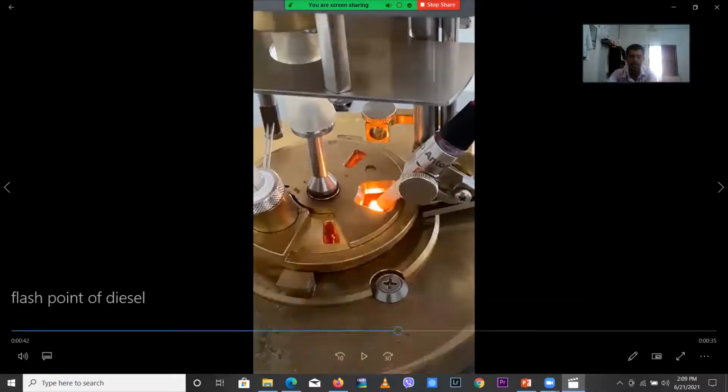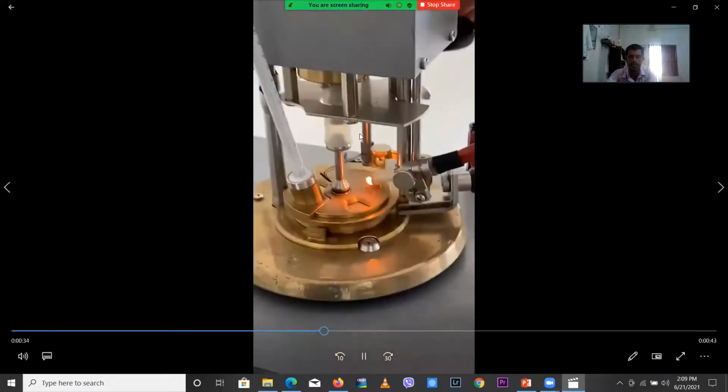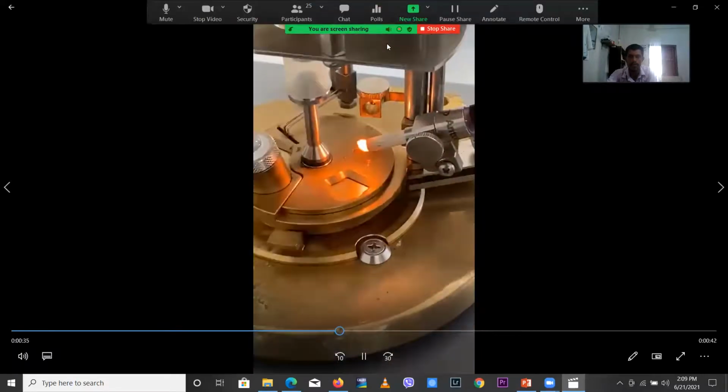Now, yes. So I'm going to introduce the fire inside the cup.